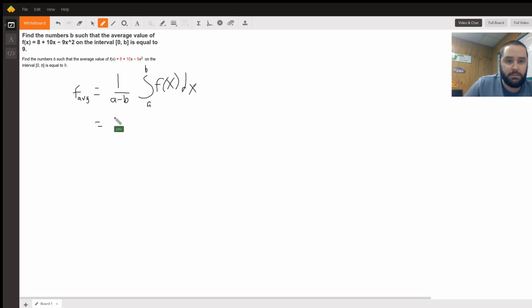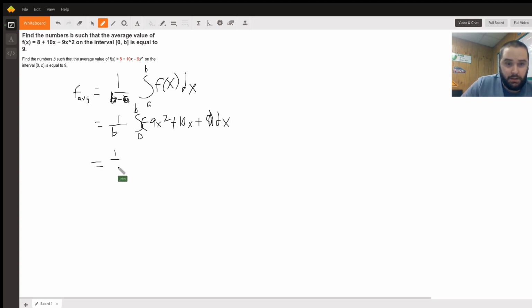So if we plug everything in, our a is, that should be b minus a, not a minus b. B minus a. So our b, our endpoint in our interval, is just the letter b, the number we're looking for. Our a is 0, so b minus 0, so it's just b, times the integral from 0 to b of, I like putting the squared term first, so it's minus 9x squared plus 10x plus 8 dx. And put the function in parentheses.